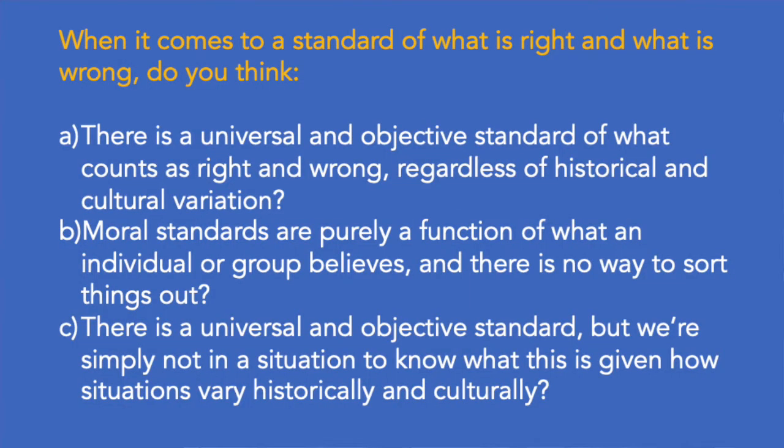So here's the first exercise. Both are multiple choice questions. When it comes to a standard of what is right and wrong, do you think A, there is a universal and objective standard of what counts as right and wrong, regardless of historical and cultural variation? B, moral standards are purely a function of what an individual or group believes, and there is no way to sort things out. And C, there is a universal and objective standard, but we're simply not in a situation to know what this is, given how situations vary historically and culturally.